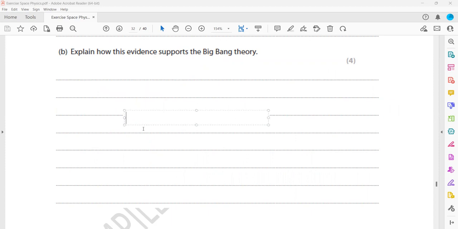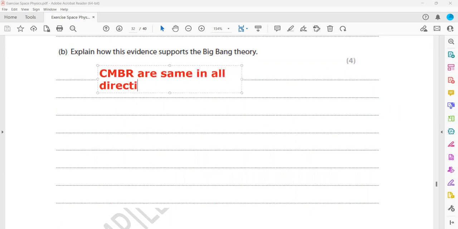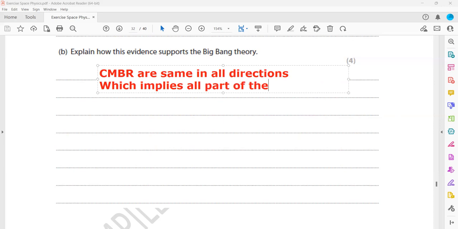So the points which we will mention: number one, the cosmic microwave background radiation appears to be the same in all directions, which implies that the universe was in contact, or it exploded and just scattered into the surrounding. That is one thing. And the wavelength increases.